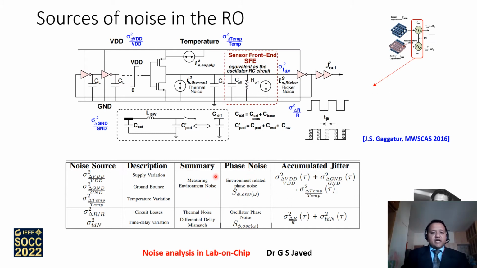So the entire phase noise of these oscillators can be correlated as environment related phase noise, psi phi ENV omega, and oscillator phase noise, psi phi oscillator omega. These are the components, and they contribute to the accumulated jitter in the system output. And this accumulated jitter finally determines the range of measurement, and it also tells what the noise threshold is below which measurement may not be easy, and all measurements need to be above it.